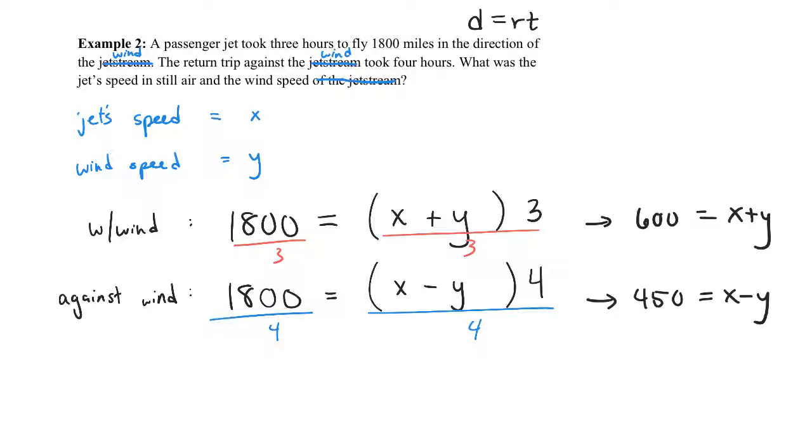And indeed we have them. Y is positive, y is negative, both with a unity coefficient. We can add straight down at this point. Adding straight down, this whole thing becomes 1050 equals 2x. So x is 525.